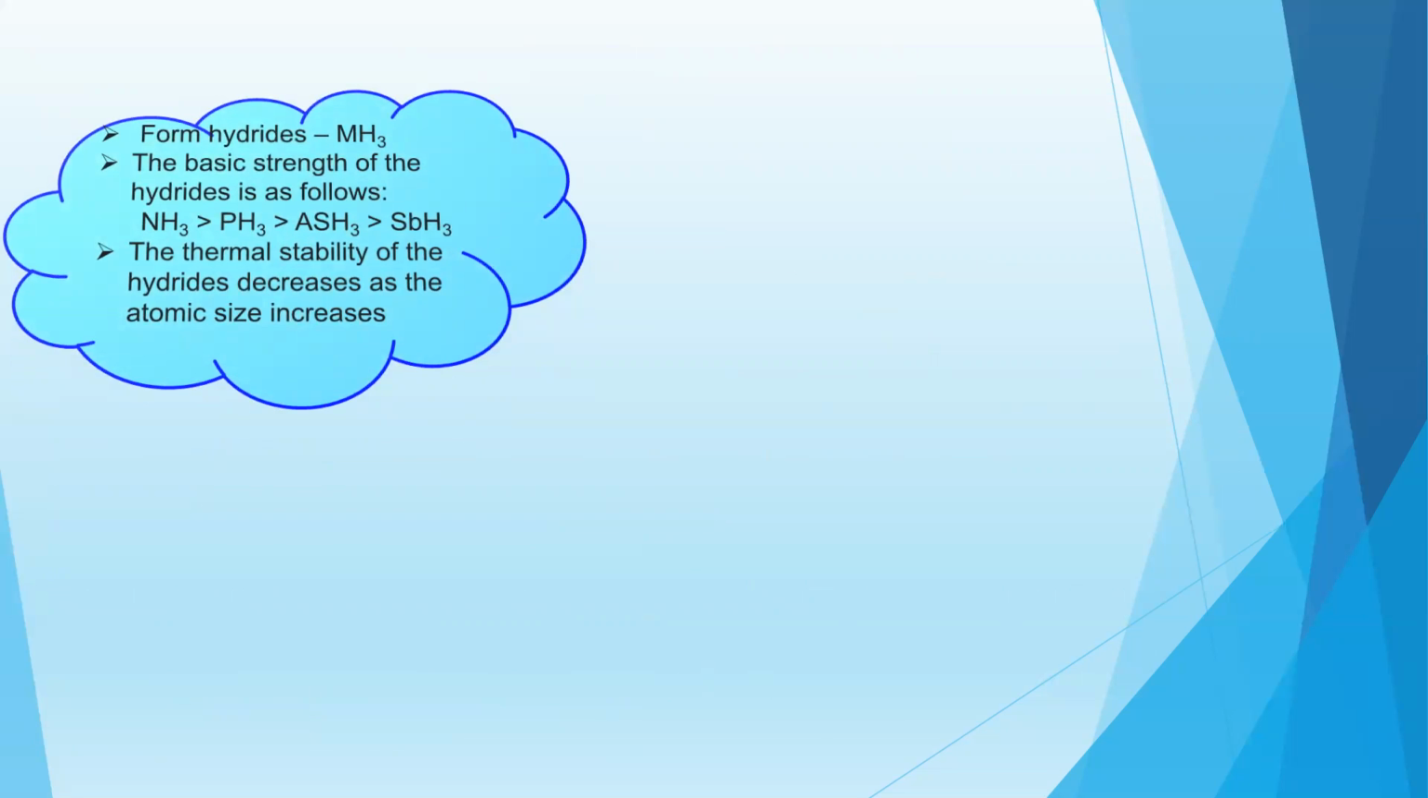These group elements also form hydrides, which is of the type MH3. M is metal, H is hydrogen over here. The basic strength of the hydrides is as follows. That is, as we go down the group, the basicity of the hydrides decreases. Hence, the most strongly basic hydride is ammonia.